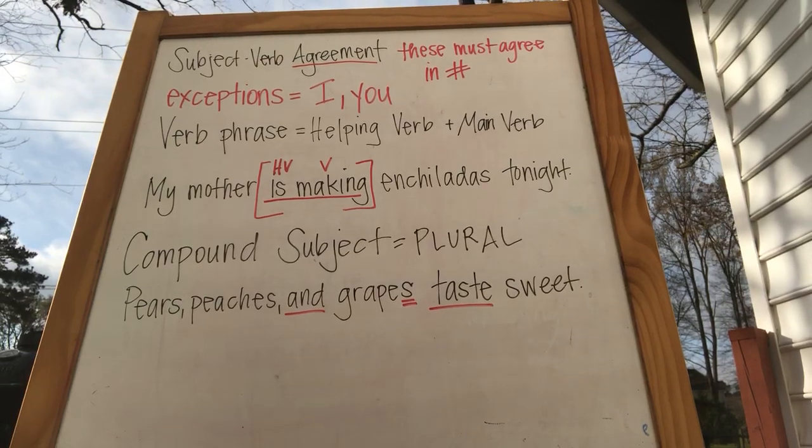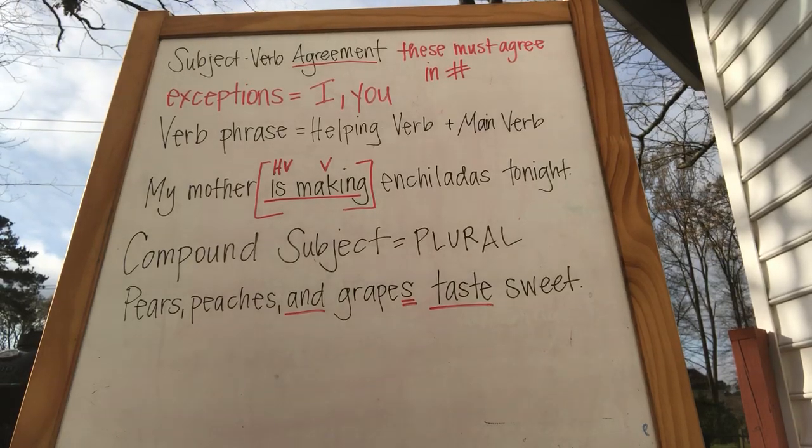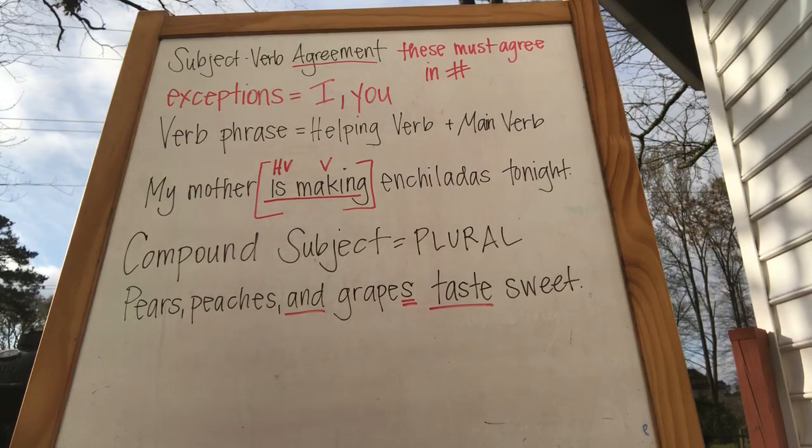You'll see that our subjects are plural. We have 3 subjects. That's a compound subject, and so our verb form is also plural. So, pears, peaches, and grapes taste sweet.